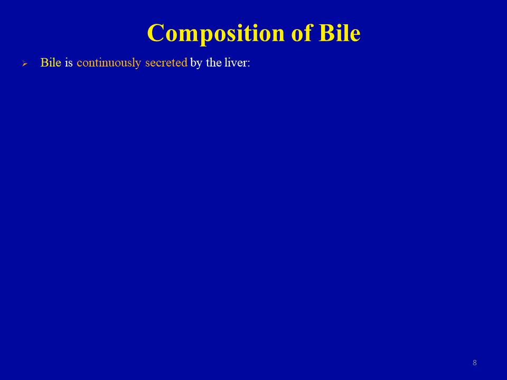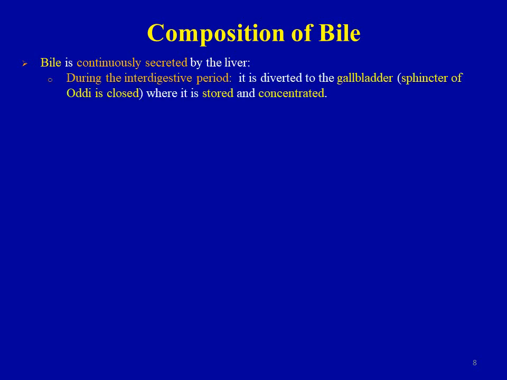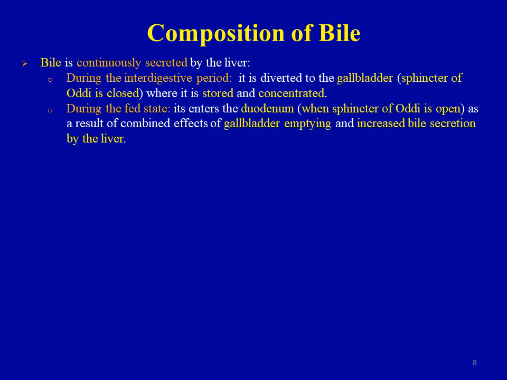Bile is continuously secreted by the liver, independent of the fed state. During the interdigestive period, the bile is diverted to the gallbladder because the sphincter of Oddi is closed. So in the gallbladder, the bile will be stored and concentrated. During the fed state, it enters the duodenum because the sphincter of Oddi is open.